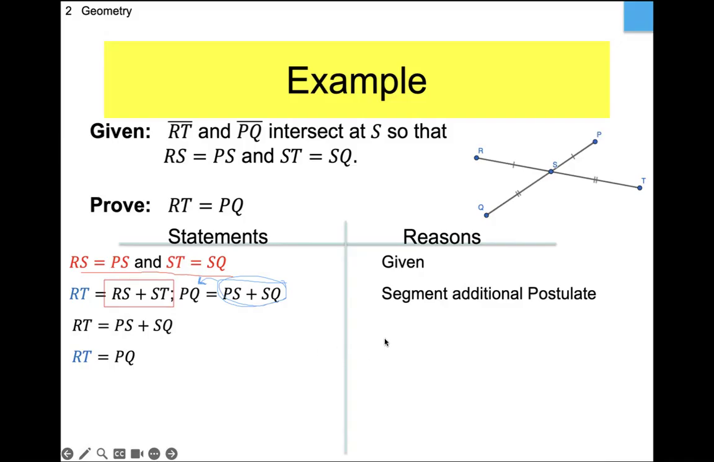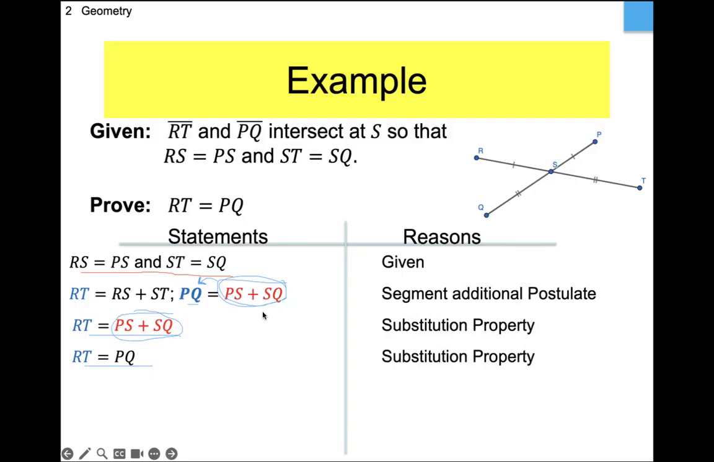So now I got to justify that statement. That was the substitution property. But now to go from the step that's literally right here, to go from this step to this step, I'm simply going to replace PS plus SQ with PQ listed right here, because that's what it says. It says PQ is equal to PS plus SQ. All right, so I do that. So I replace that with that, and the justification for that is substitution property.